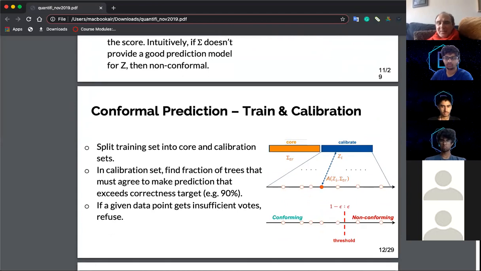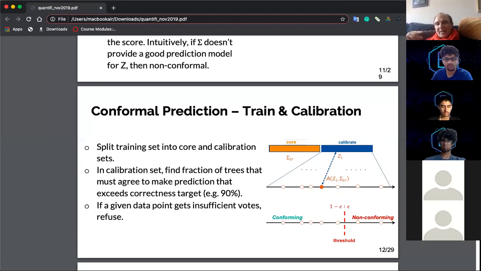And the basic way that this works, and as I said, the software that I can send a link for does this, is as in normal machine learning, there's a training set and a test set. But here the training set is divided into a core and a calibration set. And so the core is used for training, just as usual.